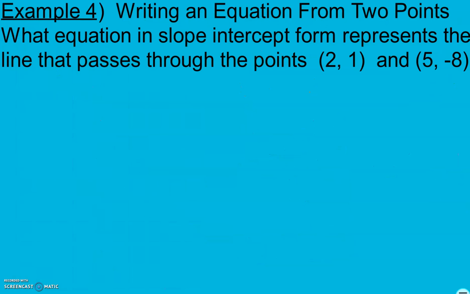Example 4 wants us to write an equation from 2 points. What equation in slope-intercept form represents the line that passes through the points (2, 1) and (5, -8)? So here, in slope-intercept form means I need y equals mx plus b. My framework again is y equals something times x plus my intercept. So I need to know what is m and what is b.